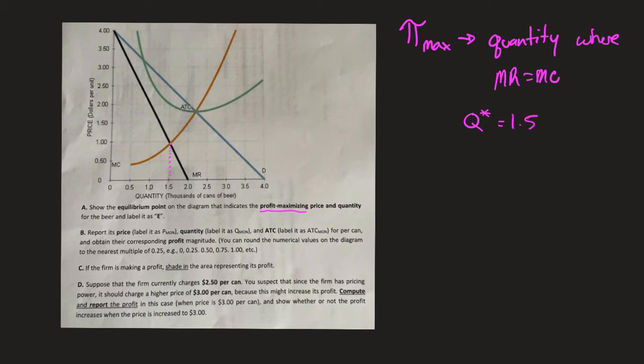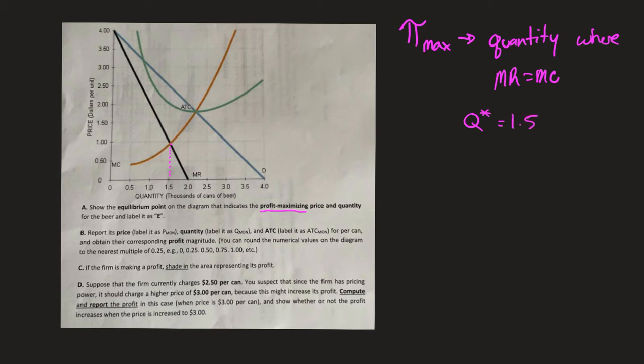As you see, this first part wants the profit maximizing price and quantity. So remember, to profit max, profit with pi, we're choosing the quantity. It's the quantity where marginal revenue equals marginal cost. I find where marginal revenue equals marginal cost, which is right here, and I go down, and I know that my Q star, the profit maximizing quantity in this case, is 1.5.